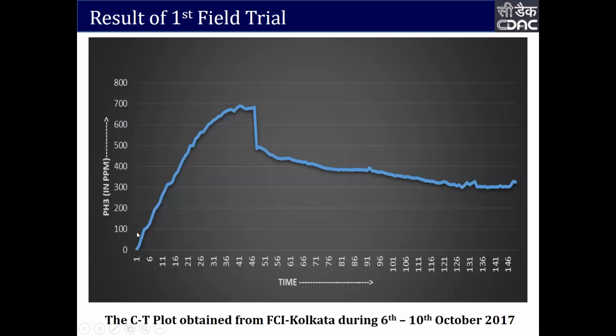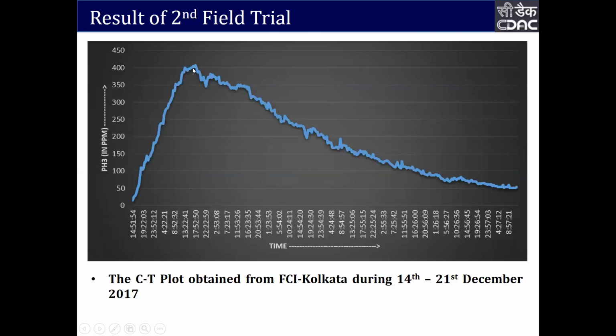Let me quickly go to the result. This is the first trial result. There was a certain glitch at this time. Maybe the power failure was there in the FCI Kolkata building, maybe for 1 or 2 hours. That is why this is there. And this is one of the good results that we got. The trial was about 7 days, so it was quite effective.